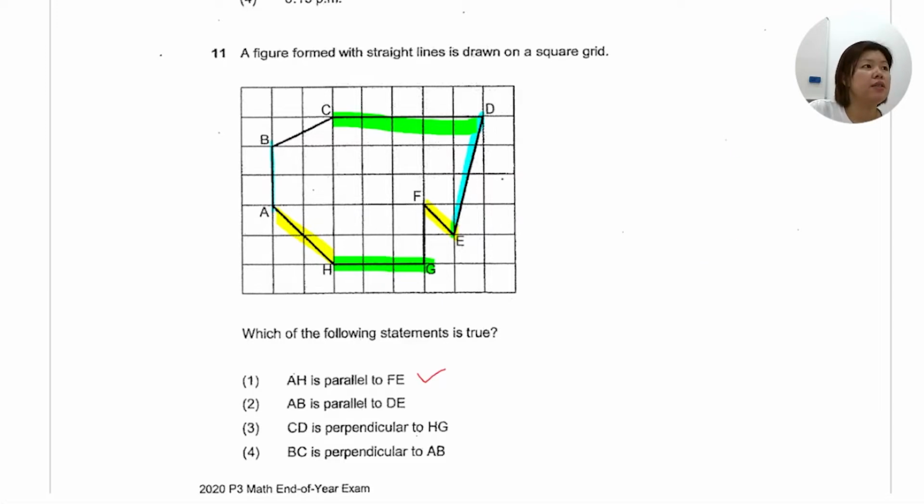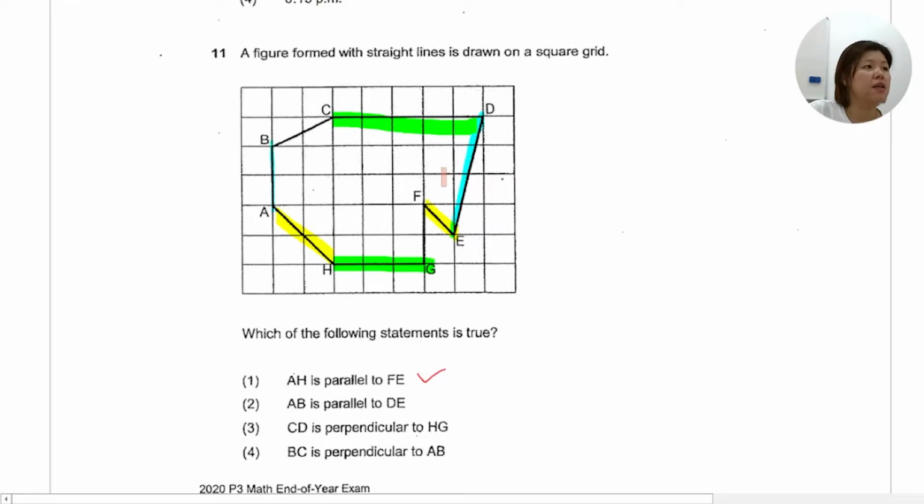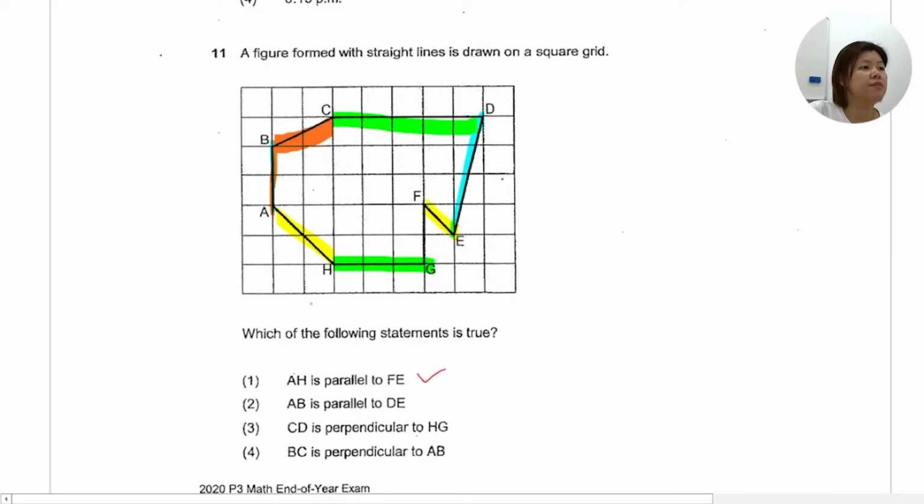Last one is BC is perpendicular to AB. No. Okay, so answer is number 1.